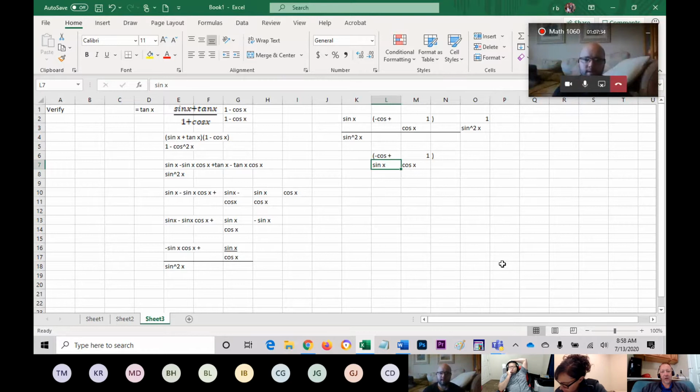Then can the cosines cancel each other out then? No. Why not? Oh, because they're addition. Because there's a plus sign right there. Yeah. Shoot. Okay. And all of that is over sine of x, or is the sine of x gone? This whole thing is a fraction here.